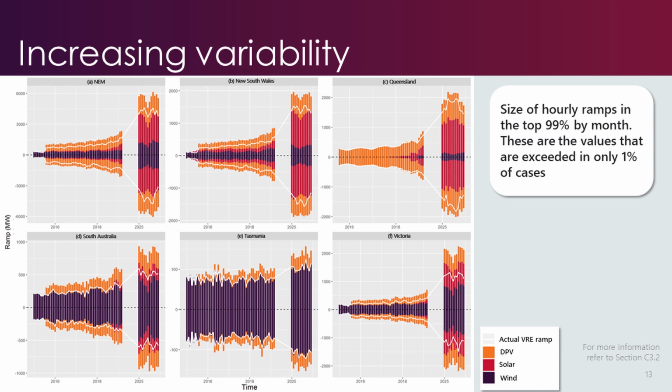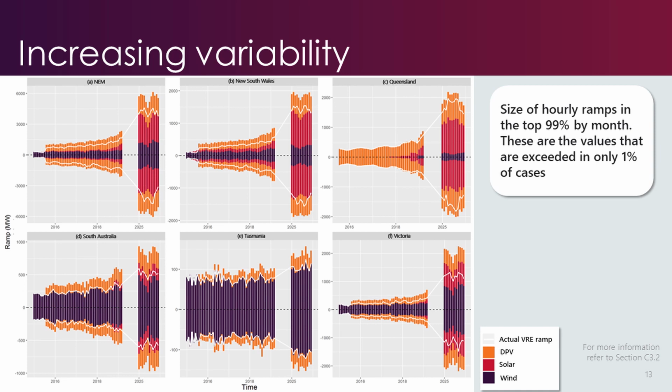So these are the values that are exceeded in only 1% of cases. Putting this into a bit of context for you, the top 1% of hourly ramps in a year, by our methods, would be roughly the top 1,000 ramps. And in a month, this is roughly the top 80 to 85 hourly ramps.